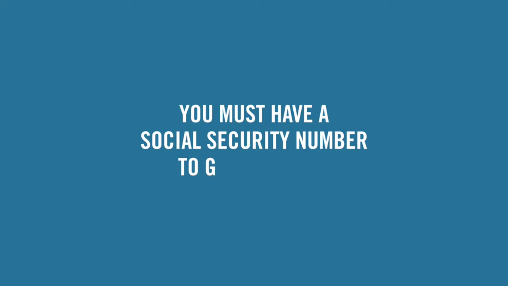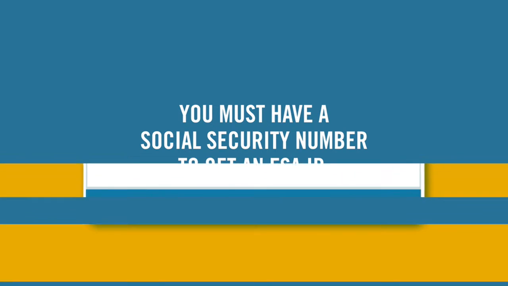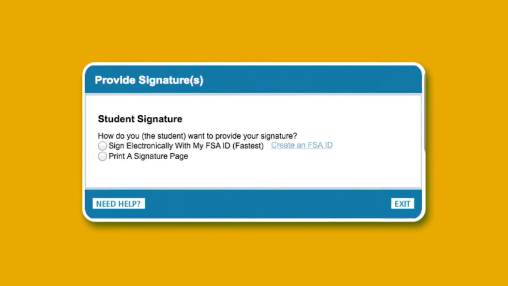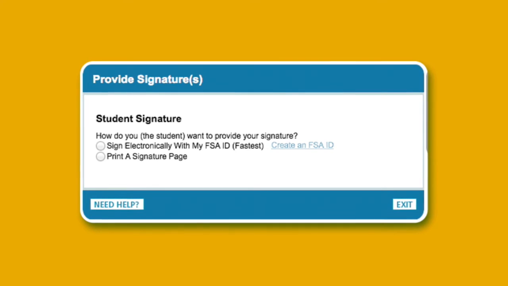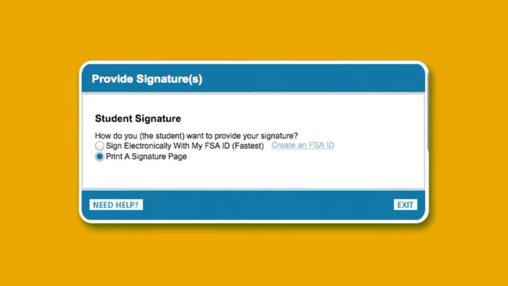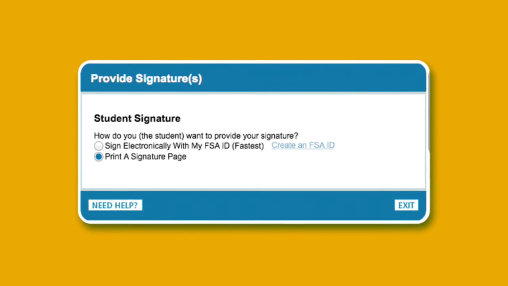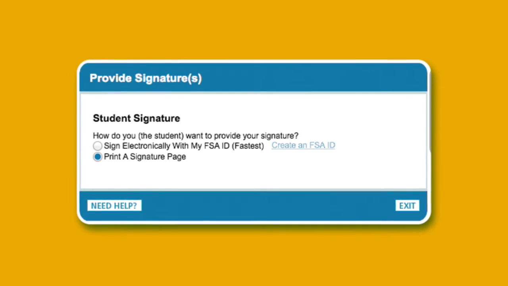If you are a parent without a Social Security number, you will not be able to get an FSA ID and will not be able to sign the FAFSA electronically. Instead, your child will submit the FAFSA without a parent signature and then print a paper signature page for you to sign and return by mail. Follow the instructions on the screen.